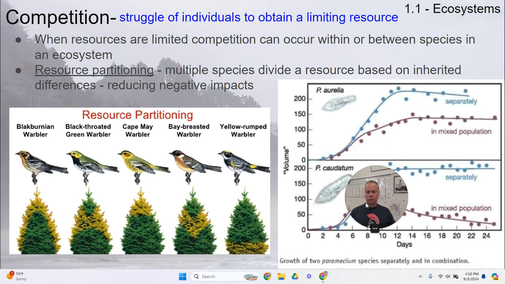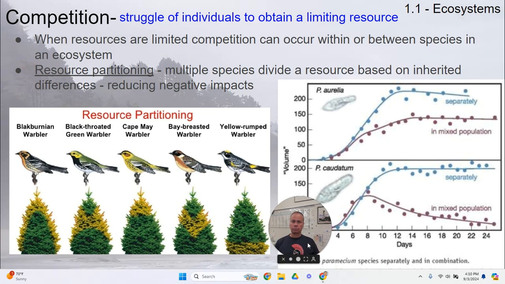And when resources are limited, species that have what we call the same niche, the same general role in an ecosystem, they want the same resources. When two organisms share the same niche, they're going to compete. Okay? And what sometimes happens in situations when there is competition is something that's called resource partitioning.